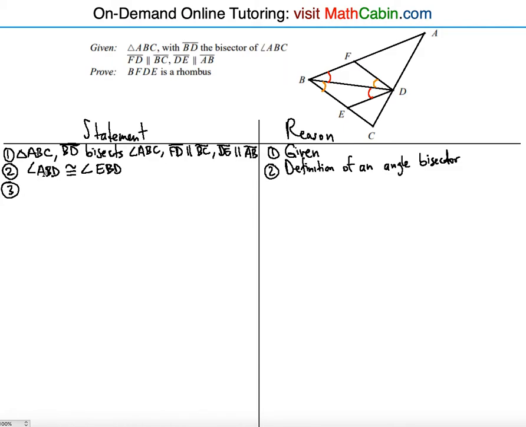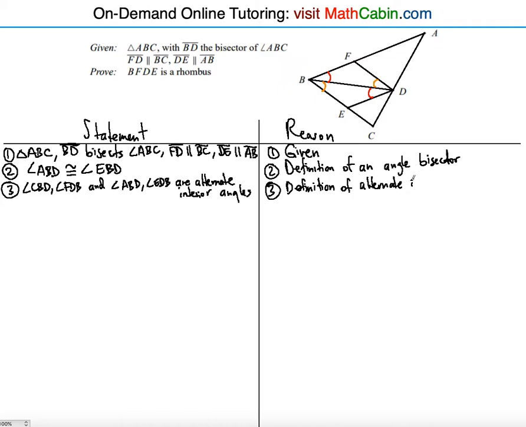So we're going to say that angle CBD and angle FDB, and another set, angle ABD and angle EDB, are alternate interior angles. So the reason for that would be the definition, of course, of alternate interior angles.